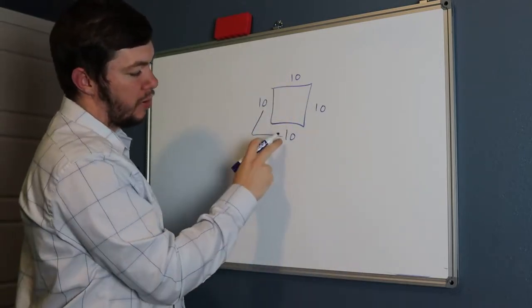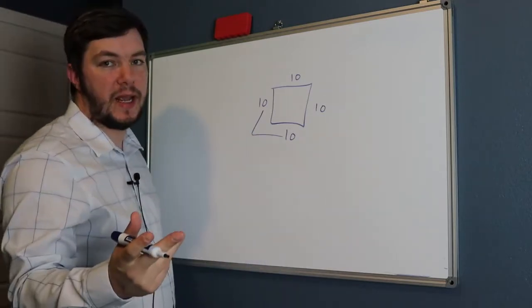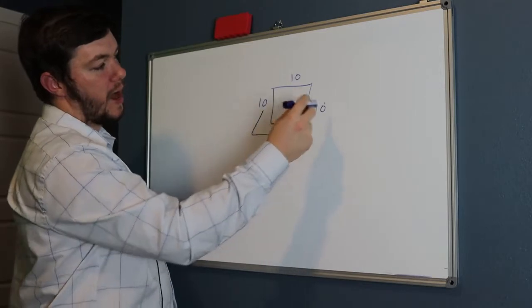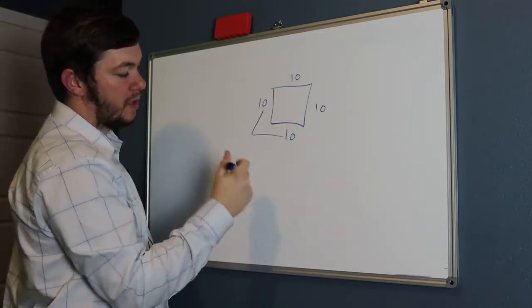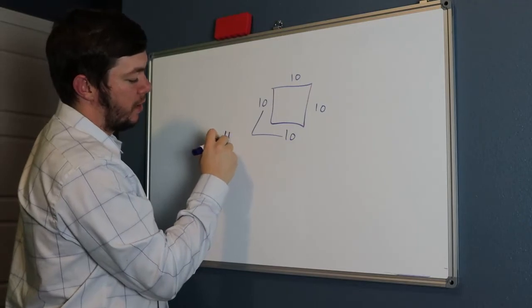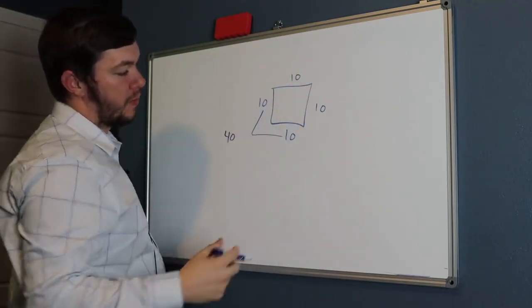So your length plus your width times 2. This always made it easier. You can also add all 4 of these up, but 10 plus 10 is 20 times 2 is 40. It's all going to be the same number. So this is going to equal 40. That's going to be your perimeter. So 40 feet is your perimeter of the room.